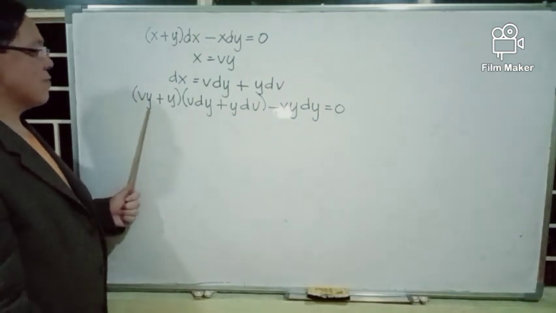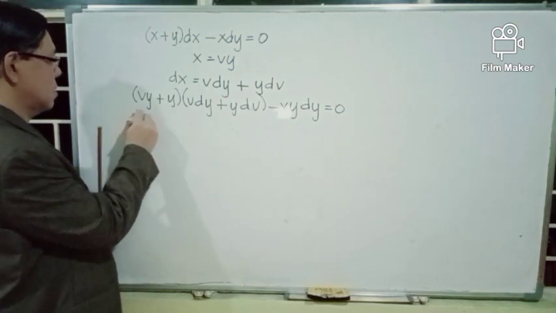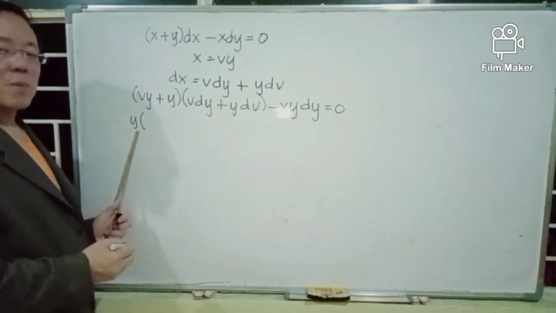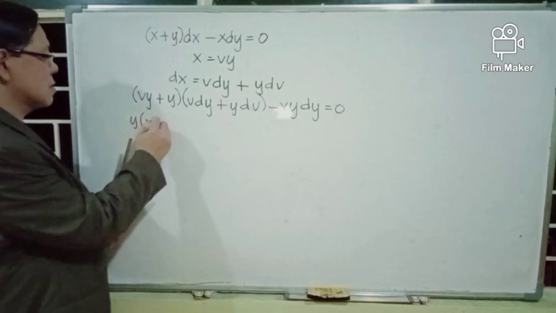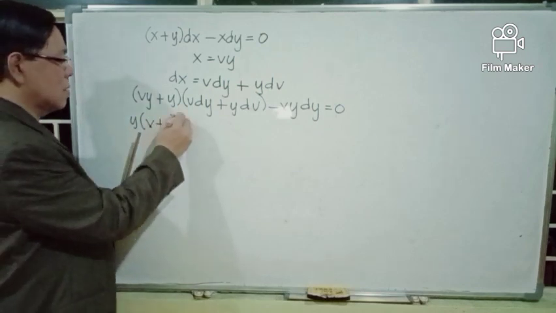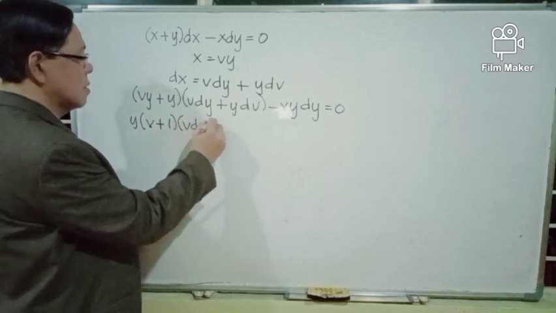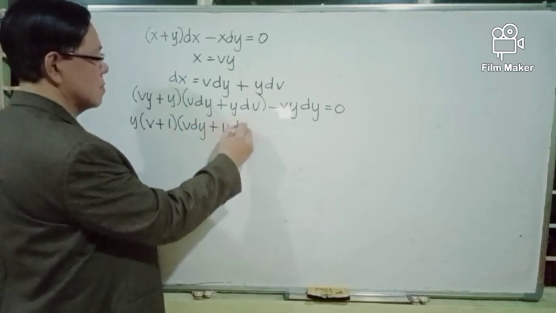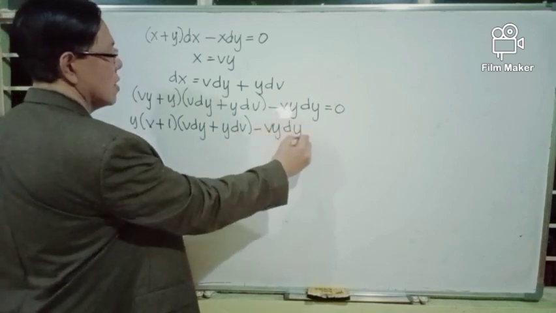Here we have a common factor y, so we factor out y. And the other factor, we divide each term by y. Common factor y, vy divided by y is v, plus y divided by 1 is 1, times v dy plus y dv, minus v dy equals 0.